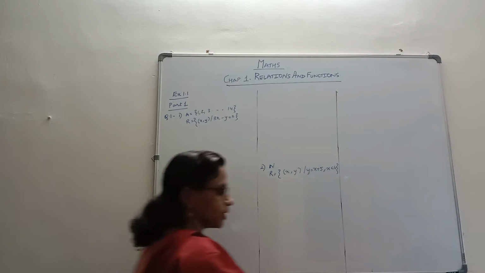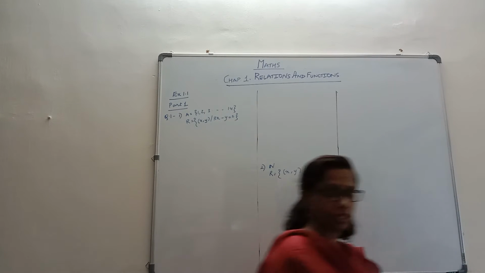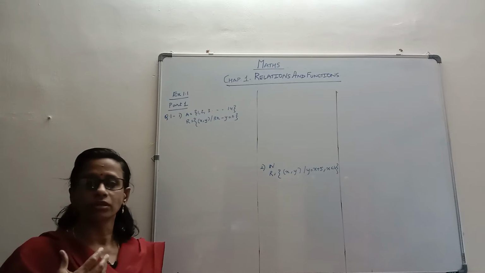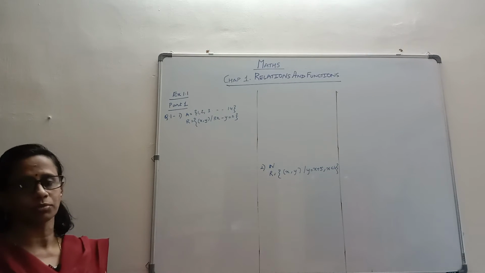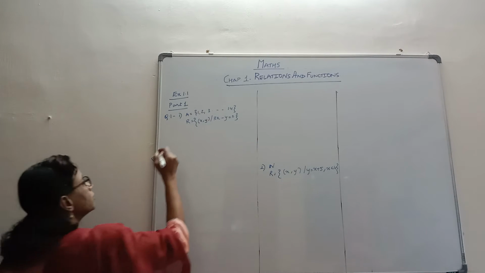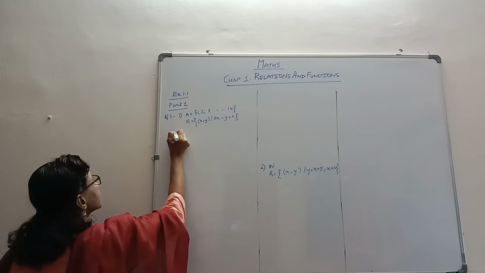First of all, we have to define a relation. From the given set we have to define the relation, find that set R, and from the set R we have to see whether it is going to be reflexive, symmetric or transitive. That's what we're going to do. Right, now let's check here.